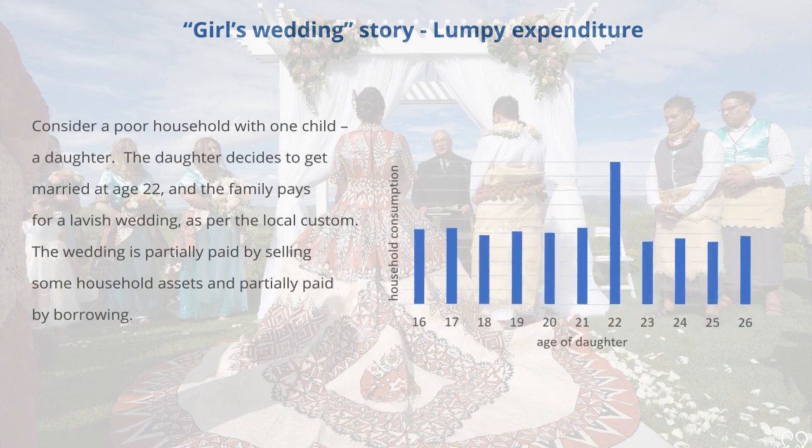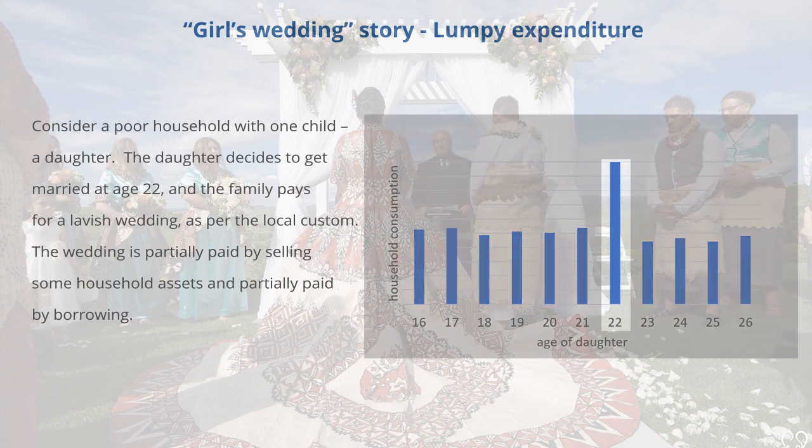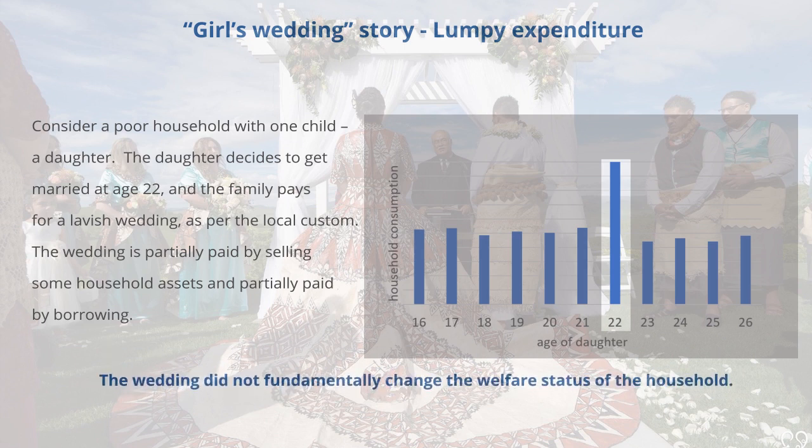As you can see from the graph, consumption is pretty steady before the age of 22. There is a large spike at the age of 22, and then consumption returns to a fairly steady level, though slightly lower, after the wedding as the family repays the loans, and this impacts their consumption. The well-being of the household does not fundamentally change because of a week in which they celebrate the wedding. Therefore, we want to exclude this lumpy expenditure as the household does not suddenly become rich just for 1 year before returning to its original status.